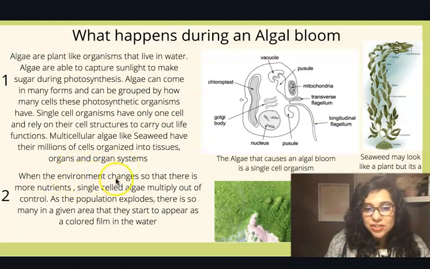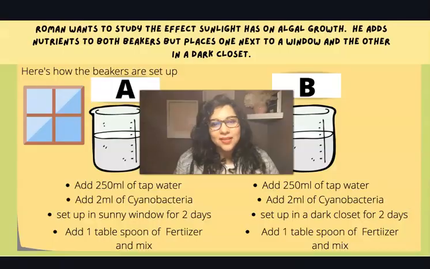When the environment changes so that there is more nutrients, single-celled algae multiply out of control. As the population explodes, there is so many in a given area that they start to appear as a colored film in water. So in this experiment, Roman wants to study the effect sunlight has on algal growth. He adds nutrients to both beakers, but places one next to a window and the other in a dark closet.